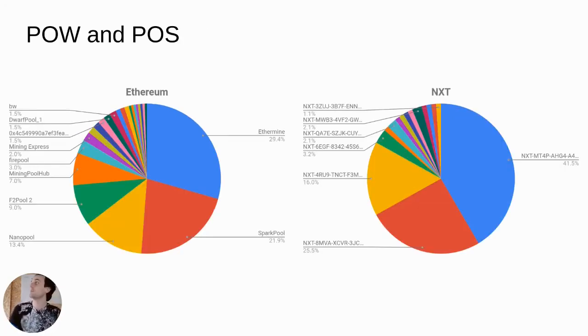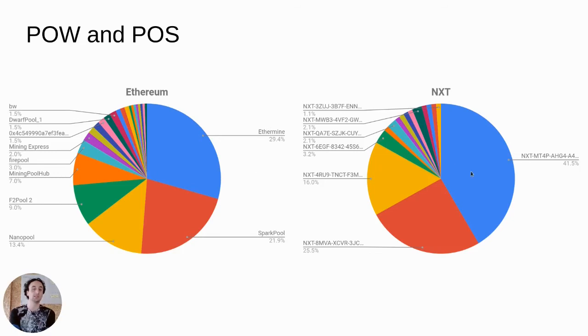Another thing I want to look at is two different proof of stake chains. NXT is currently pure proof of stake. Ethereum is planning on moving to a pure proof of stake system. It's currently proof of work. But you can see here, and this is very interesting, that these are not so decentralized at the block production level.